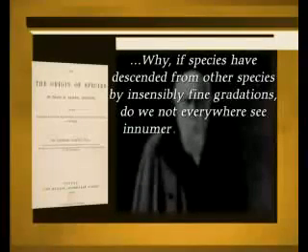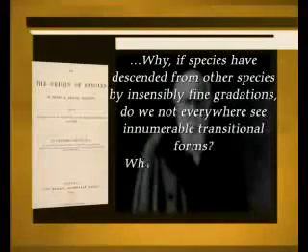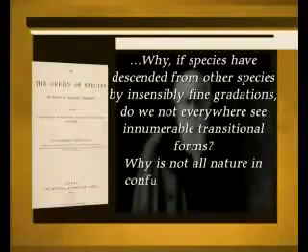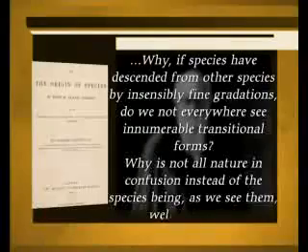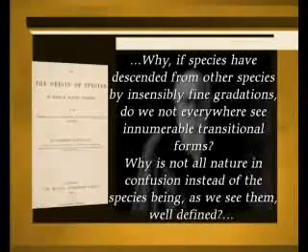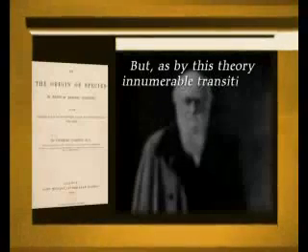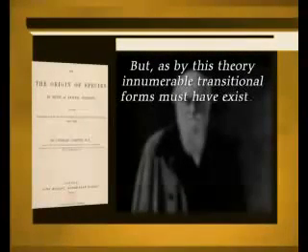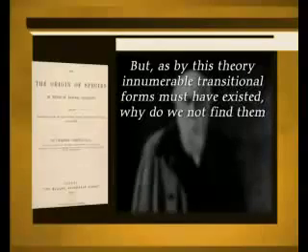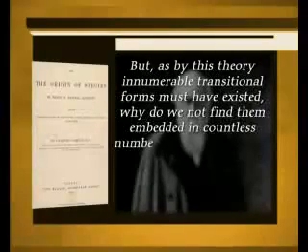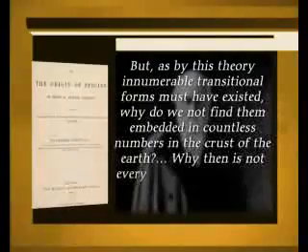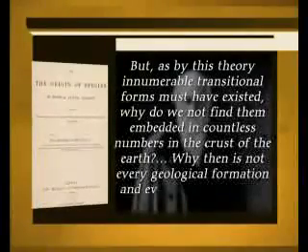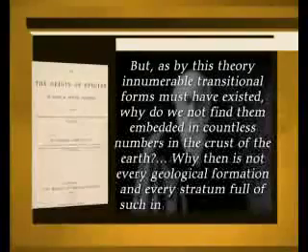"Why, if species have descended from other species by insensibly fine gradations, do we not everywhere see innumerable transitional forms? Why is not all nature in confusion instead of the species being, as we see them, well defined? But, as by this theory innumerable transitional forms must have existed, why do we not find them embedded in countless numbers in the crust of the earth?